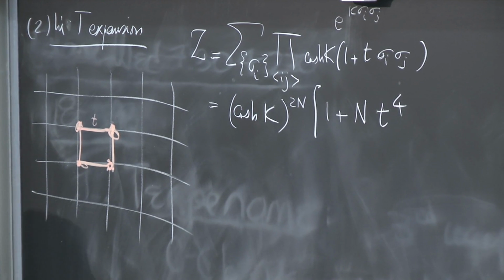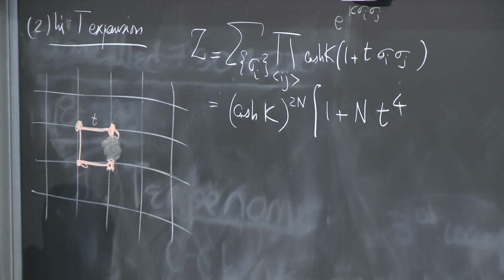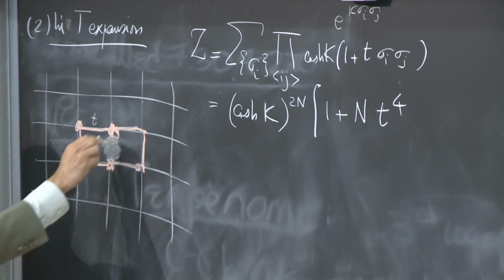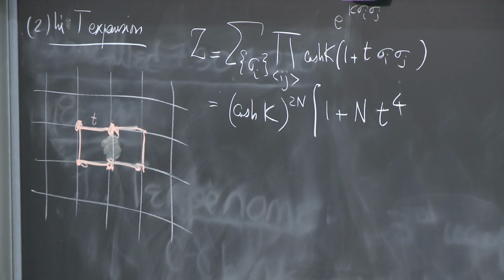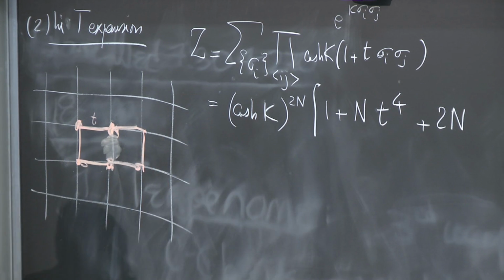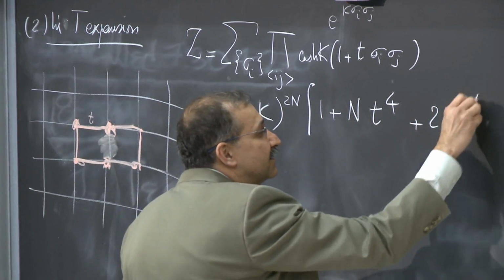Okay? Well, what's the next type of graph that I could draw? I could do something like this. And that is, again, something that I can orient along the x direction or along the y direction. So there's a factor of 2 from the orientation. And that's how many factors of t? It is 6.